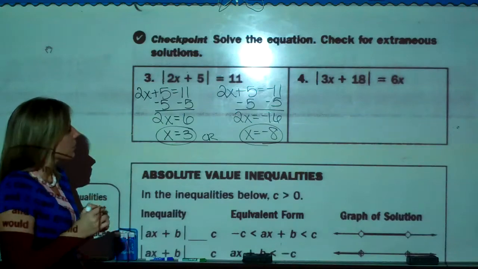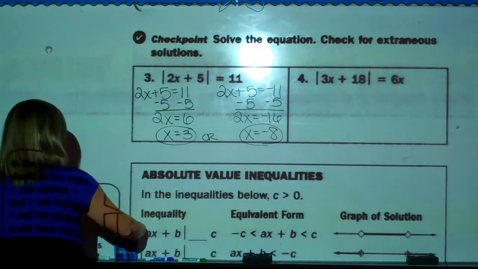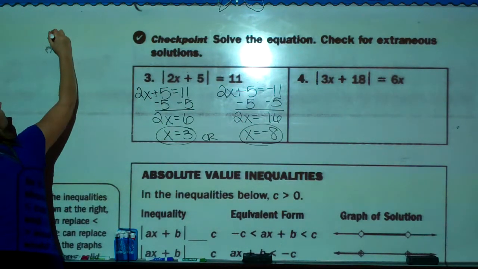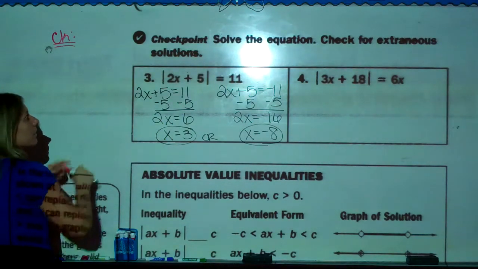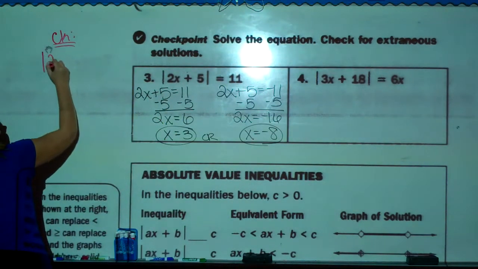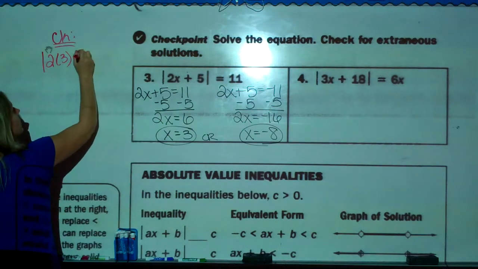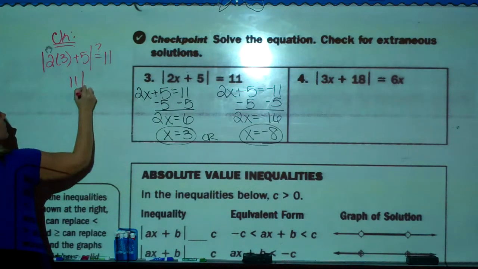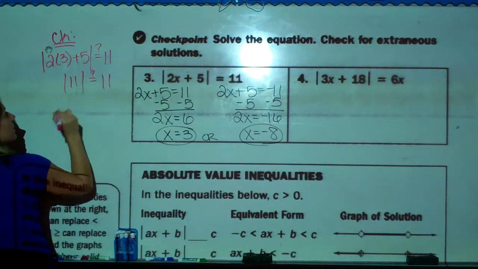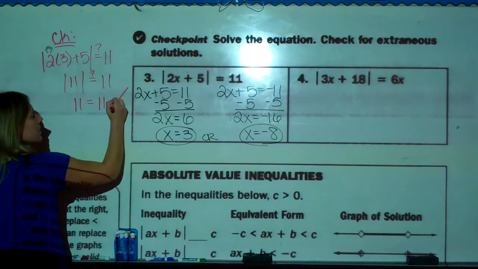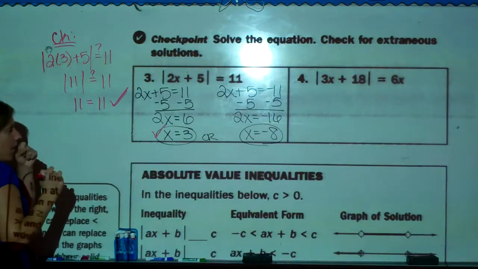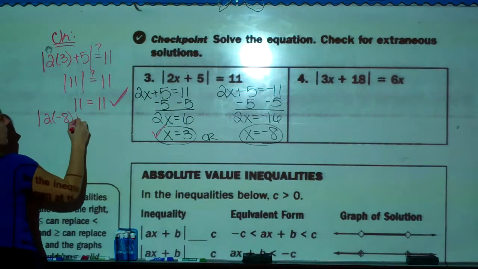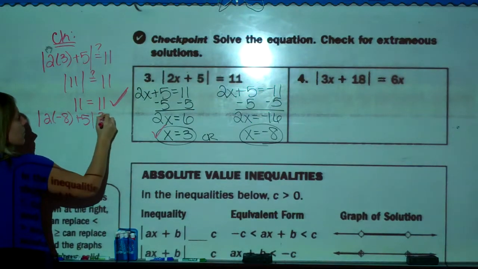Okay, so right now that's what it looks like our answers are, but let's check for extraneous. So off to the side, let me just do my check over here. Let me put in 3 first. 2 times 3 plus 5, does that give me 11? 2 times 3 is 6 plus 5, so that's the absolute value of 11 equals 11. So they both come out positive, so we're good. Okay, so that one's good. Now let me check negative 8. 2 times negative 8 plus 5, does that equal 11?